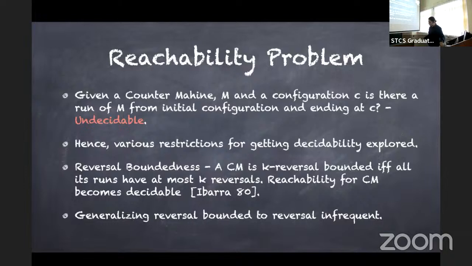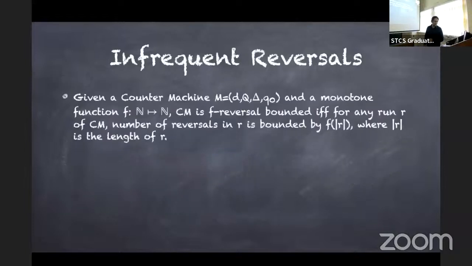So our contribution was generalizing reversal bounded to reversal boundedness by a function. As the name suggests, given a counter machine and a monotone function f from N to N, we say that the counter machine is f reversal bounded if and only if for any run R of the counter machine, the number of reversals in R is bounded by f of the length of R. So the number of reversals is bounded by some function of the length of the run. This is basically the model.